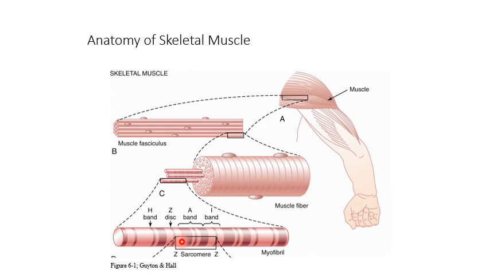Therefore, the entire muscle fiber has light and dark bands, as do individual myofibrils, and these bands give skeletal muscles and cardiac muscles a striated appearance. When we say striated, it means they have different striations of light and dark, and that's why we call them striated.